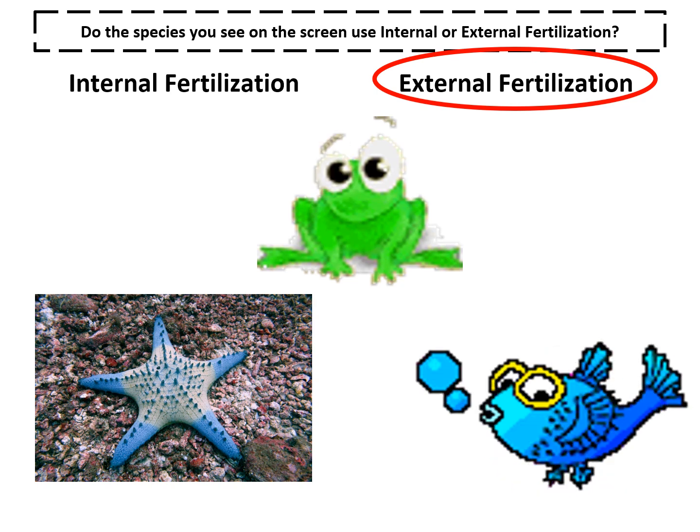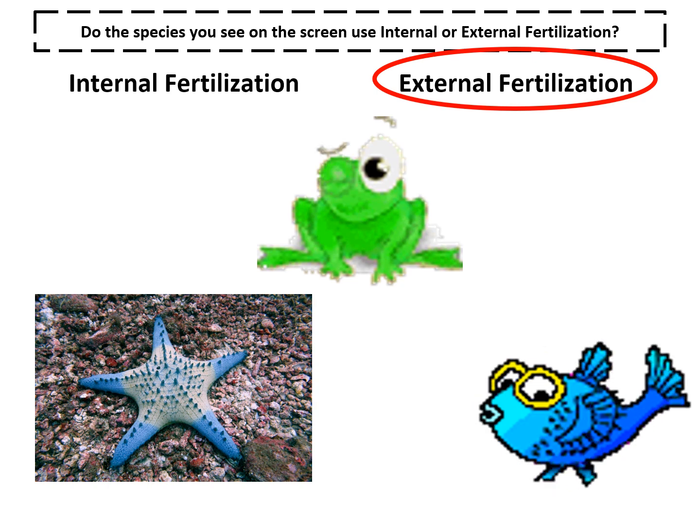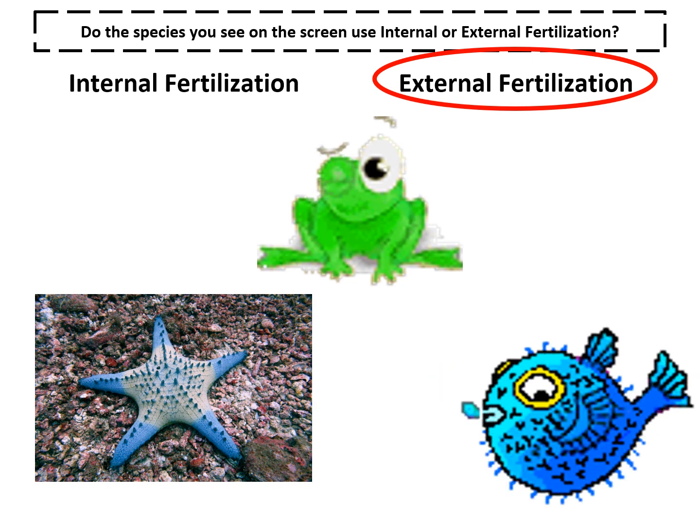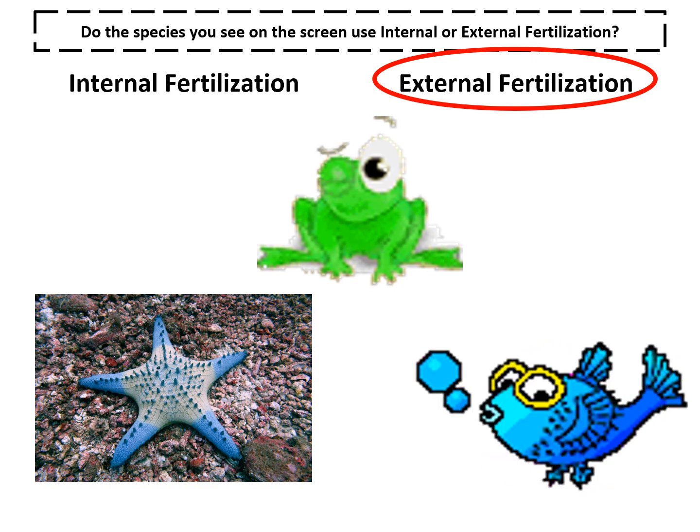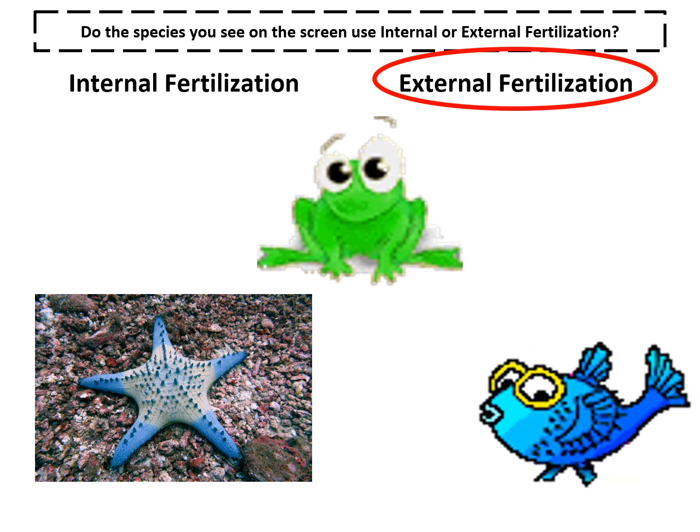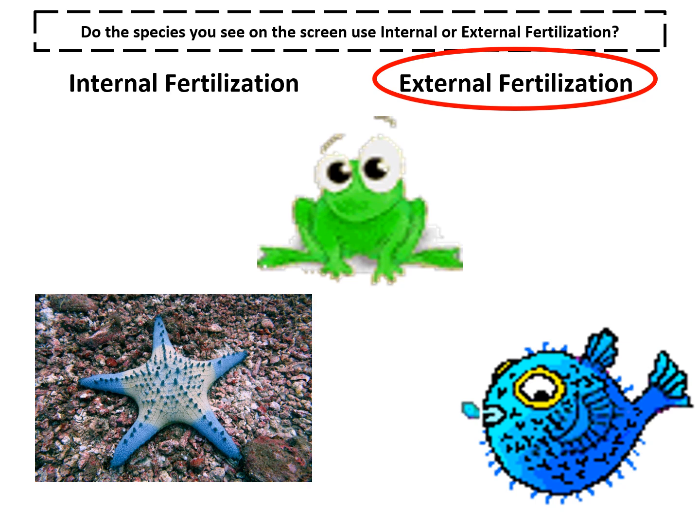Now, one thing that you should know is that external fertilization mostly occurs with aquatic organisms and amphibians, so mostly with organisms that live underwater. Not always, but that is the majority, maybe 99% of organisms that go through external fertilization. They live in the water or they are half on land, half in the water.